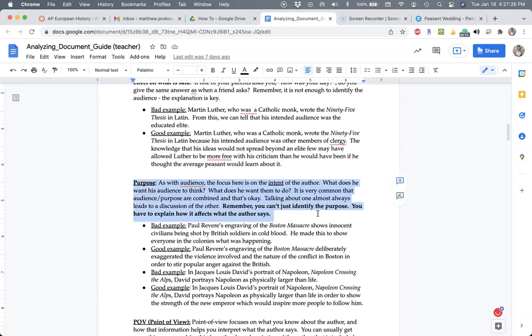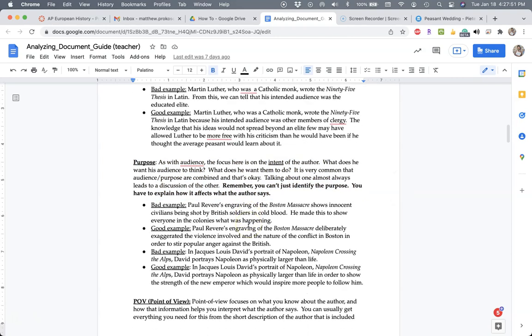As with audience, the focus here is on the intent of the author. Another word I like to use for purpose is motive. What does the author want his audience to think? What does he want them to do? It's very common that audience and purpose are combined, and that's okay. Talking about one almost always leads to a discussion of the other. Remember, you can't just identify the purpose. You have to explain how it affects what the author says.